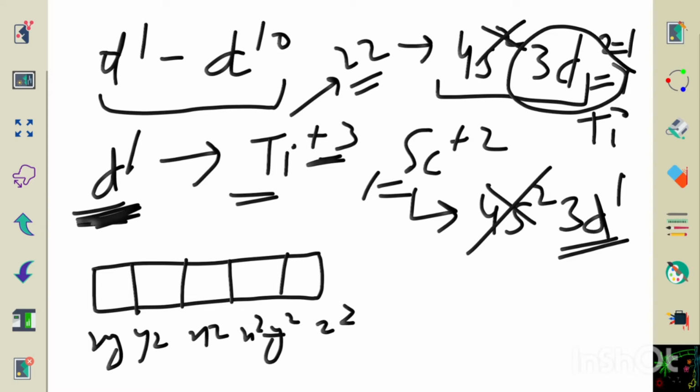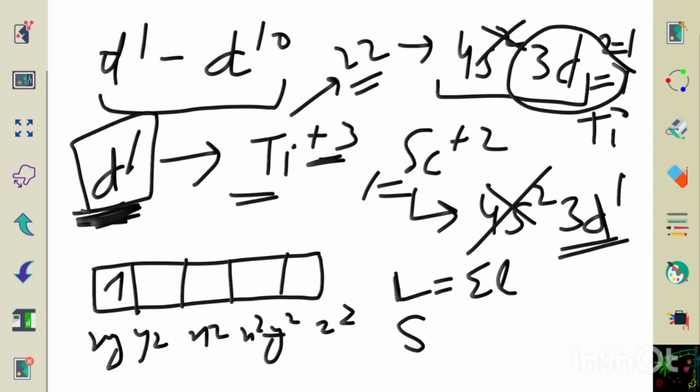Now, as you know, half filled is d5, fully filled is d10. We have to fill 1 electron, so 1 electron will come here. Now we need to calculate two things from here, capital L and capital S. Capital L is the summation of small l, that is the azimuthal quantum number, and capital S is the total spin angular momentum, equal to the summation of small s, the spin of the electron. Since 1 electron is present, its spin is half, so capital S will be half only.